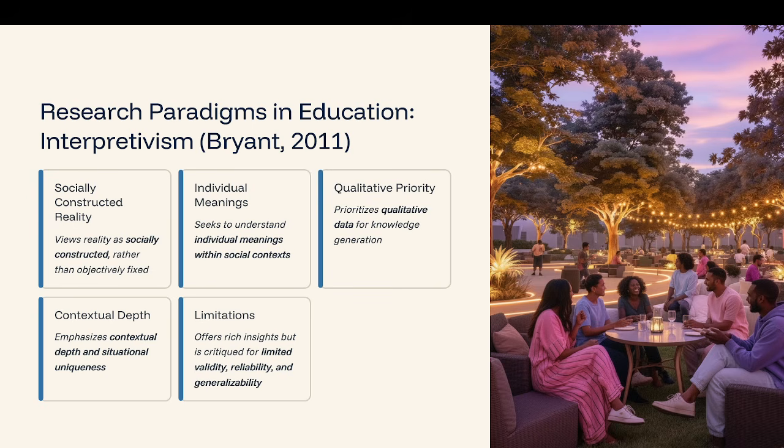In Interpretivism, according to Bryan 2011, things are different here, because interpretivists think that reality is not objective but is socially constructed, and that's the difference we have. They view reality as socially constructed rather than objectively fixed, like positivists.